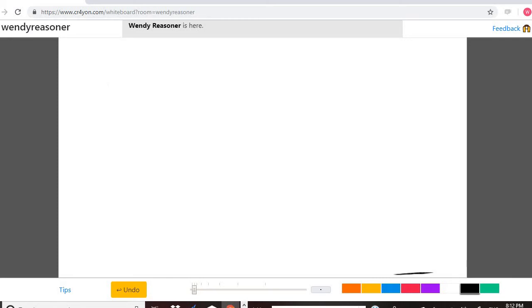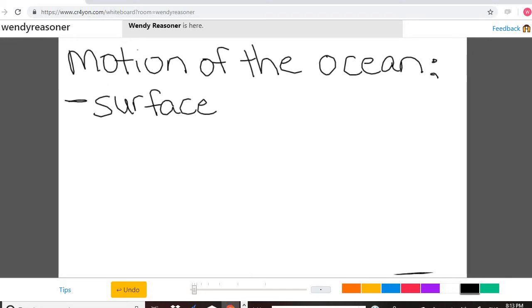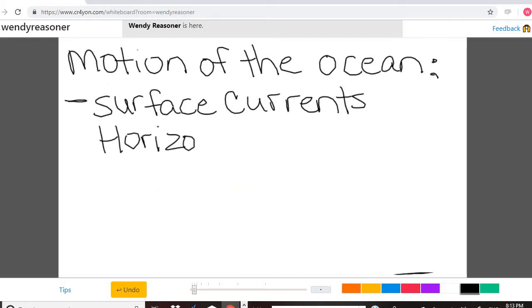Okay, the last thing that we need to talk about with regard to the ocean is the motion of the ocean. So those who have been to the ocean know that there's a lot of motion that takes place within the ocean. And one thing that we see pretty easily when you go to the ocean are the surface currents. So you can see the motion of the ocean, the waves. This is horizontal movement of the water.